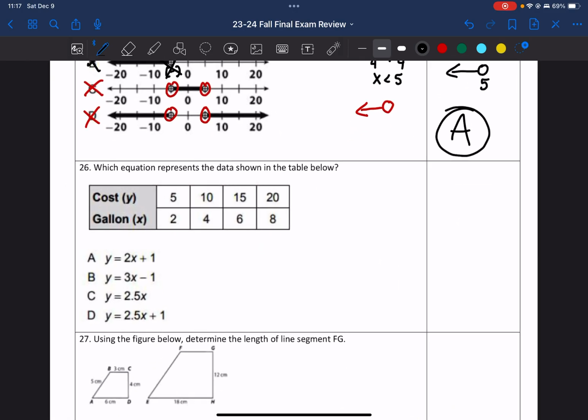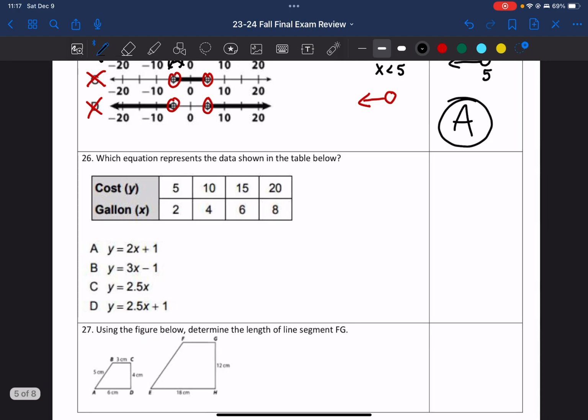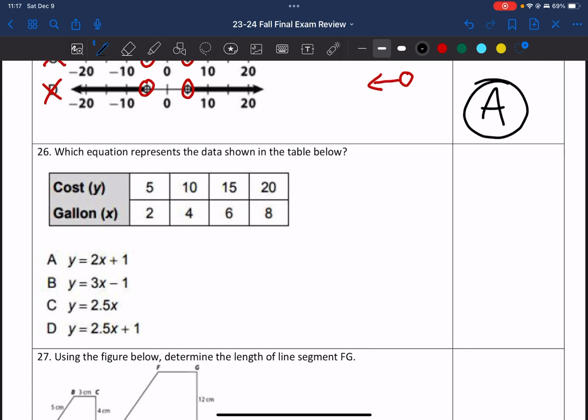Which equation represents the data shown in the table below? So let's take a look at this again. Because you have the table, I would make my equation. I need my m and I need the b. I don't have a b yet, so I'm going to have to start off with the slope. Remember, to find slope, we do change in y over change in x.